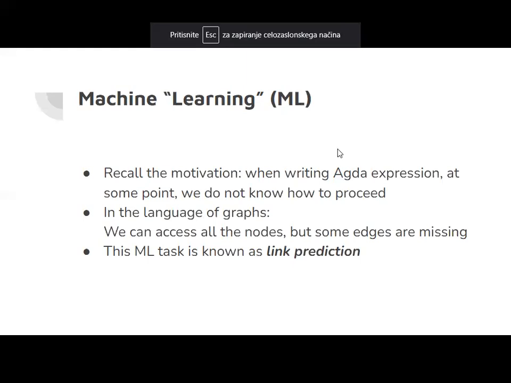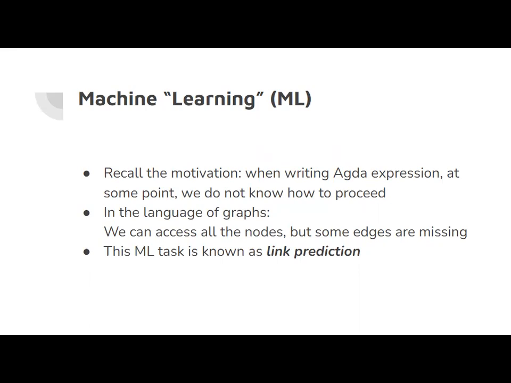So now we have come to the machine learning part of the presentation, and our motivation for doing this machine learning was that we are writing an Agda expression, but at some point we do not know how to proceed. So in the language of our graphs, we know what the nodes of the graph are, but some edges are missing. We don't have an edge from some of the type references in the body to some other node. We have to create it.